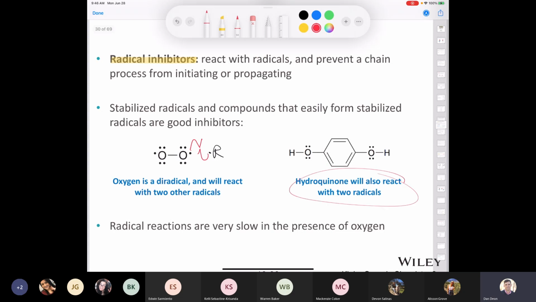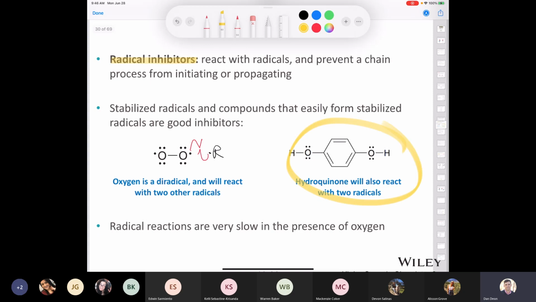hydroquinone. So hydroquinone will also react with two radicals. And the reason why is you can do a hydrogen abstraction with either of these over here to produce a resonance stabilized radical. I think I have it on the next slide. But again, you know, if you try to do a radical reaction in the presence of oxygen, it's usually sluggish because it just starts consuming all your radicals. And if you're wondering, well, how do you get rid of oxygen? Isn't that in the atmosphere? Yeah, it is. But there's ways that chemists have to mitigate the amount of oxygen that reactions are exposed to.